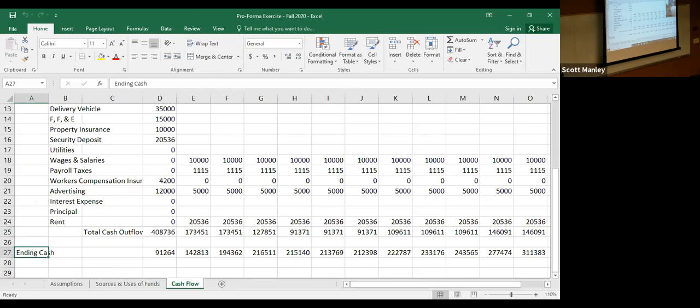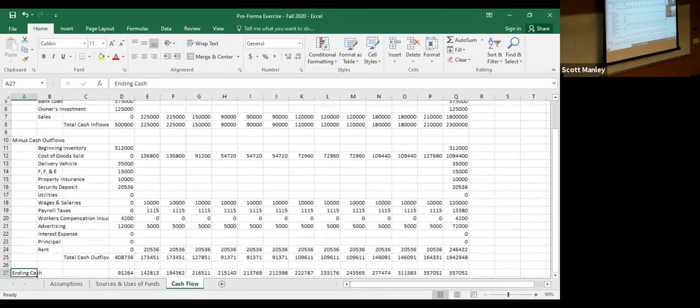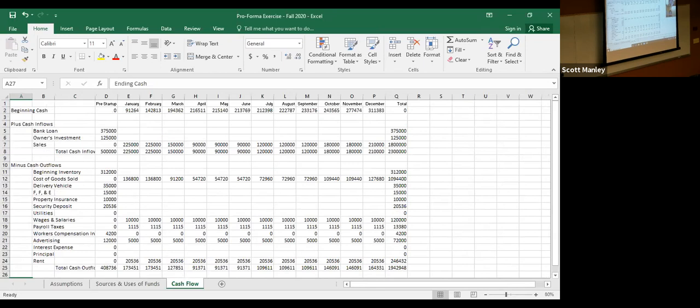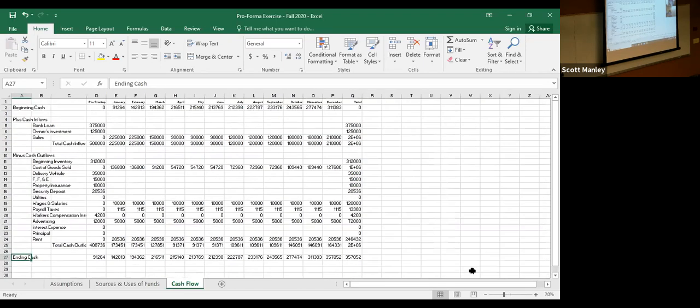I'm going to make this quite small so that everybody can see the big picture. And I know that it's small. I'll make it bigger when we actually start talking in detail, okay?